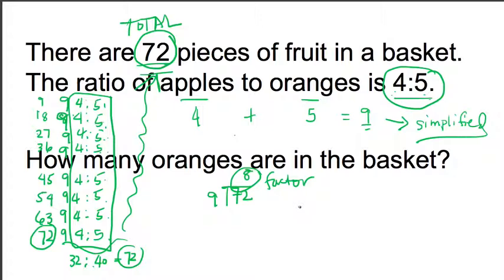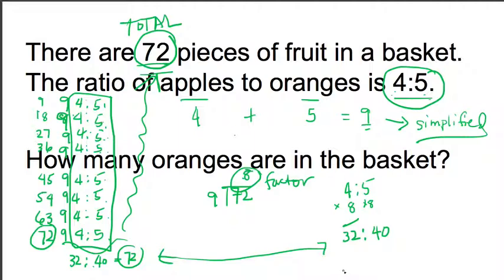What's a factor again? It's the numbers that you multiply together. Very good. Okay, so let's take our simplified ratio and multiply it by the factor. Times 8, times 8. Okay, so you got 32 is to 40. Ta-da! It's the same. Okay, so this is the ratio of apples to oranges. So this is apples, this is oranges.